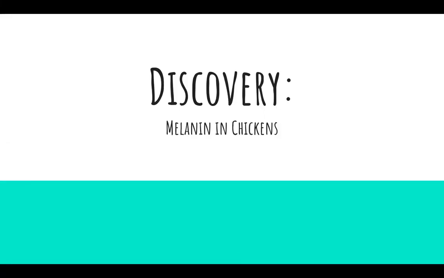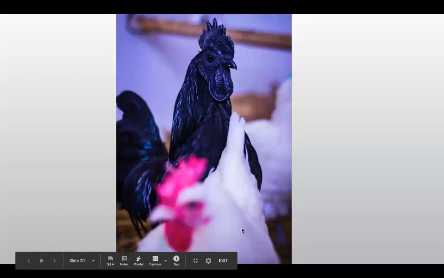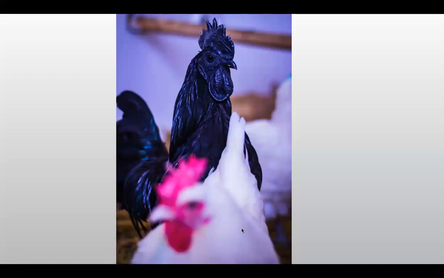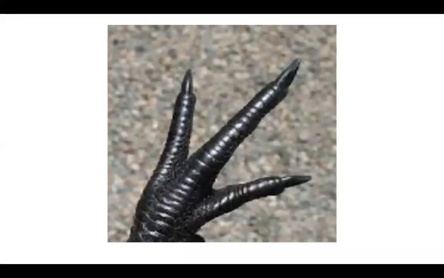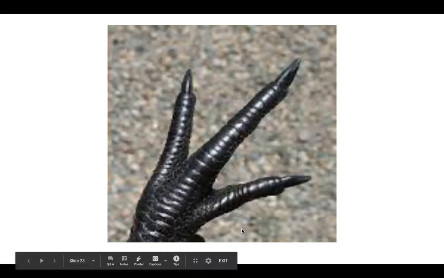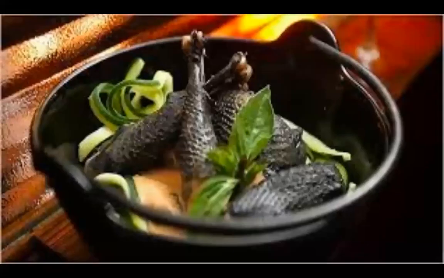Today we'll be focusing on this black chicken right here. As we can see, it's very black from its feathers, crown, beak, eyes, ears, and feet. And what makes this bird unique is that it's all black on the outside and inside.